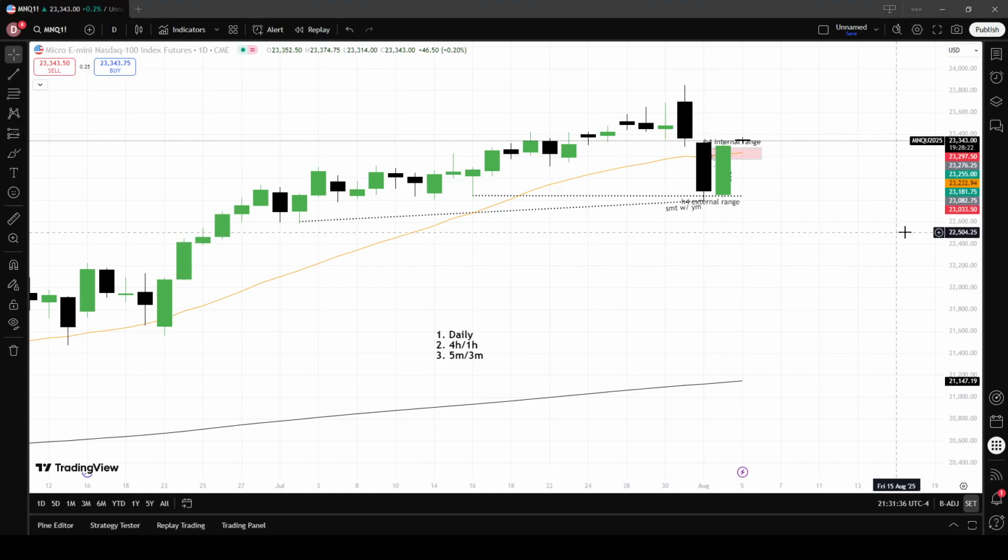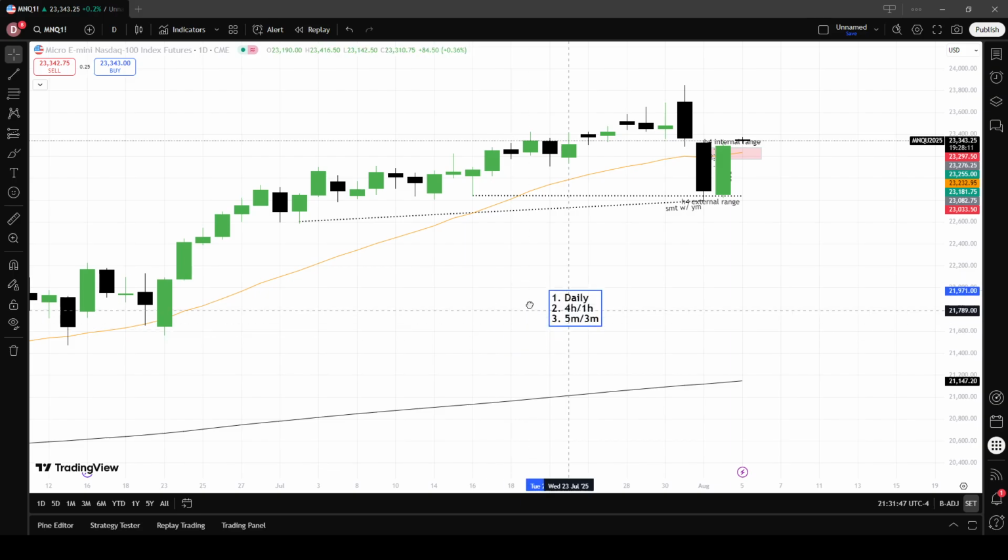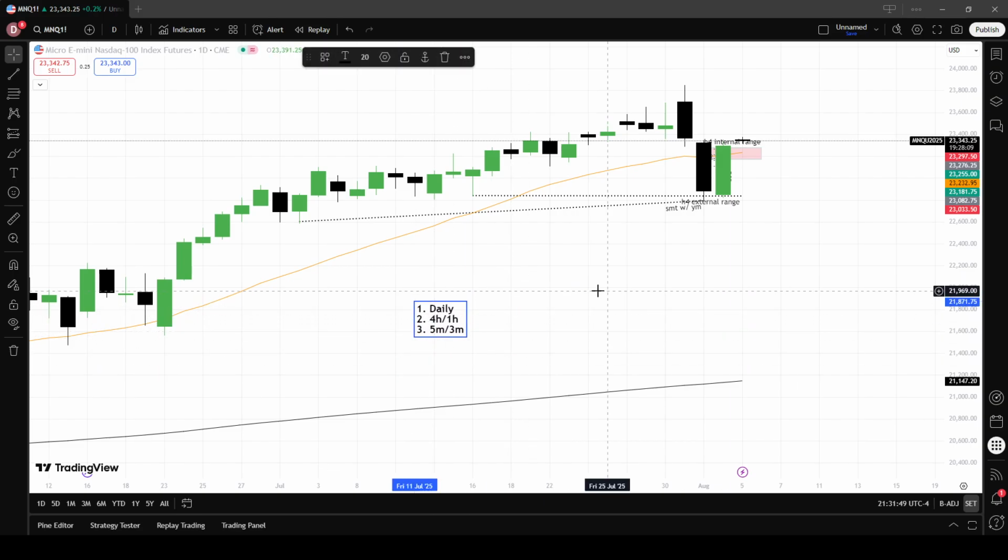Okay, so today I'm gonna go over how I caught 2R on NASDAQ. So today I was trading this Monday's green candle, right? So these are the 3 time frames that I use to take a trade on.